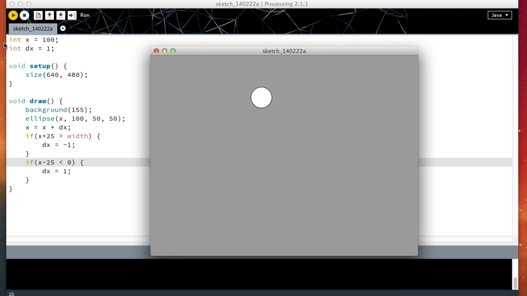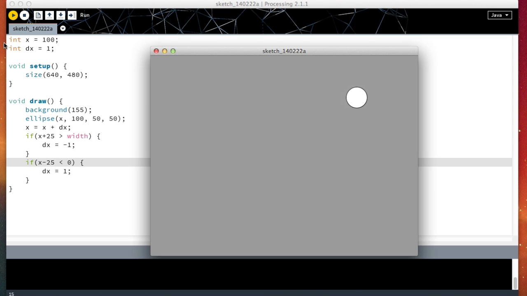One last time, we can run it. And we will see what happens. So there we go. This is our ellipse now bouncing from the actual sides of the ellipse.